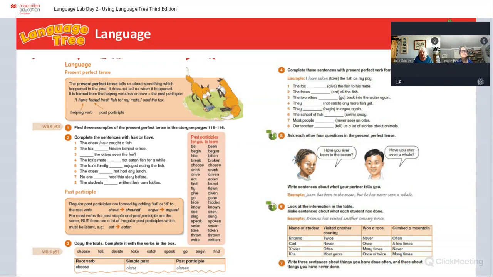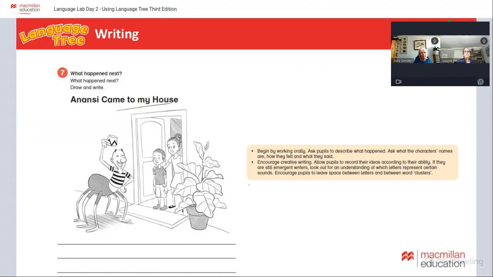Exercise 6 is writing sentences based on a table, again using the present perfect. And the final exercise: write 3 sentences about things you have done often and 3 about things you have never done. So working from a basic level, using the correct helping verb, forming the past participle, it progresses to writing sentences independently. Next slide, please.